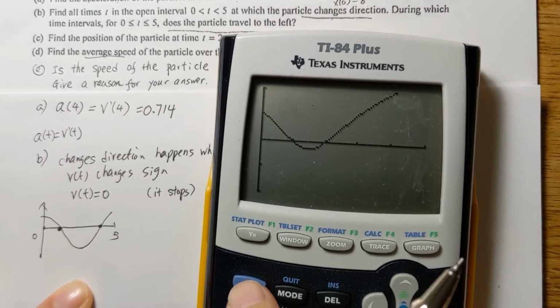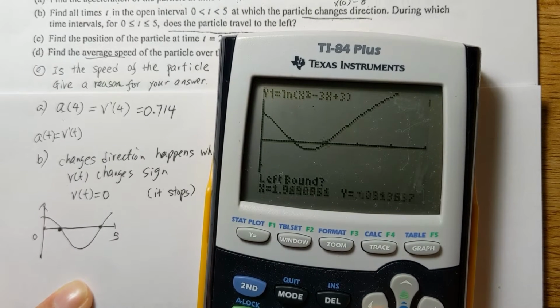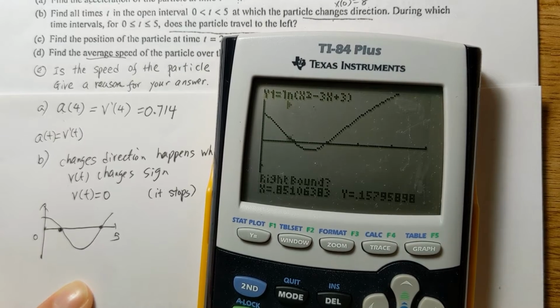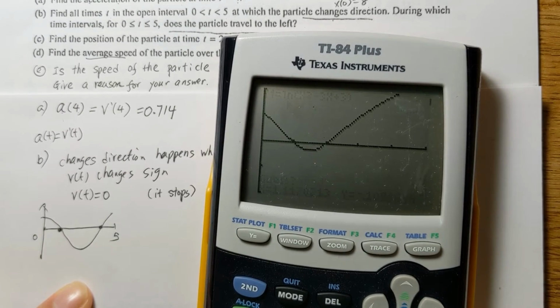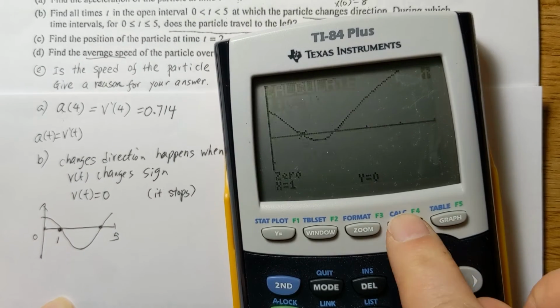Now we are going to find our zeros. So we get 2, and then we're going to find our first 0, which is at 1. And then you do it again.